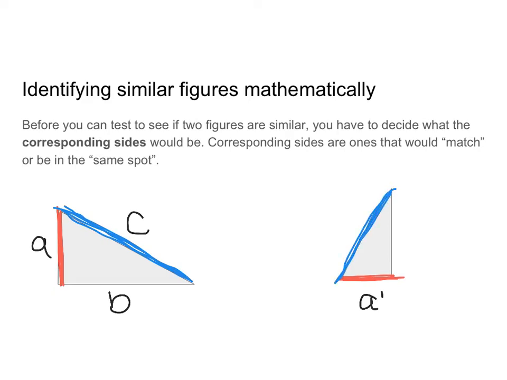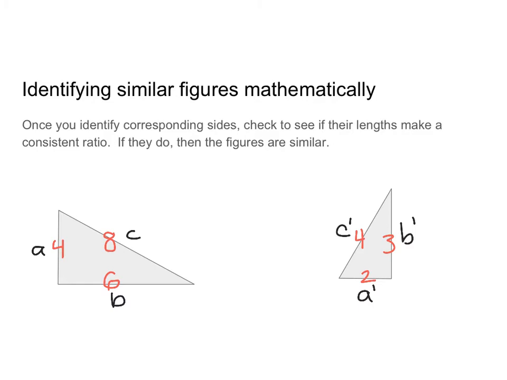And I'll label that one C prime. And then the medium, the middle length, is B, so I'll label that B prime. So if these are similar, these are the corresponding side lengths. So now we know which sides are corresponding. We can compare the ratio. So we're going to make a ratio for A to A prime, and that's going to be 4 to 2.